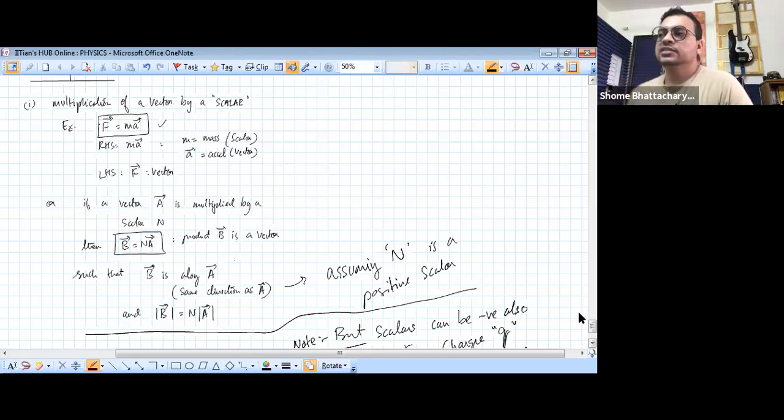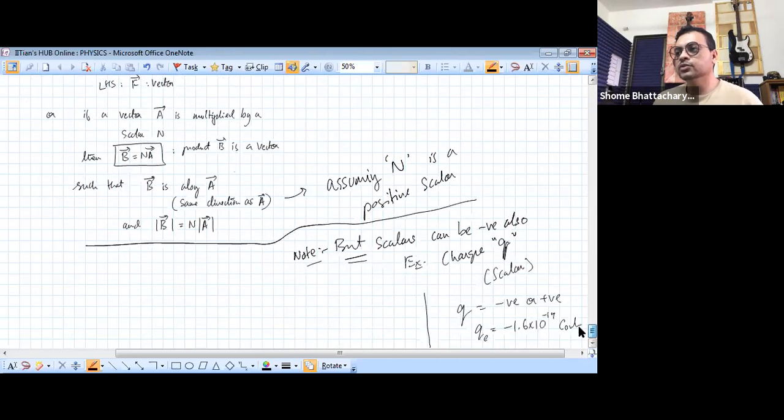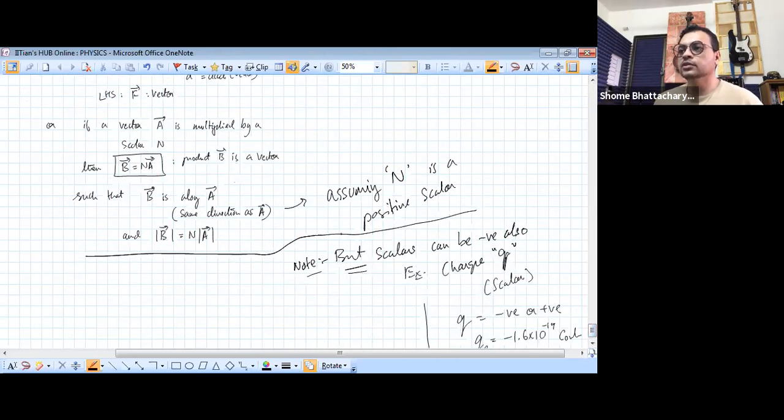So what happens if that quantity n is a negative quantity? Then we will not say that D is along A. We'll say something different. Yes, I'm coming to that point, don't worry. Right now just write down this only, that this is assuming that n is positive. Now what happens when n is negative, I'll explain it.